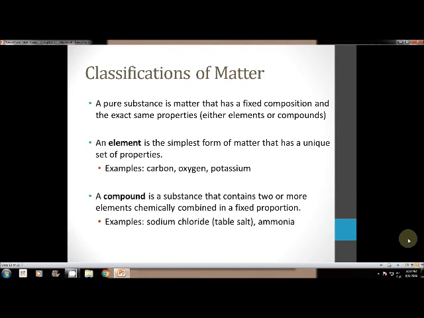So sodium chloride is a very common compound that's table salt, and that combines the element sodium with the element chlorine. Or ammonia is another example. We also have bleach, and there are multitudes of other compounds. We will get to those later on.